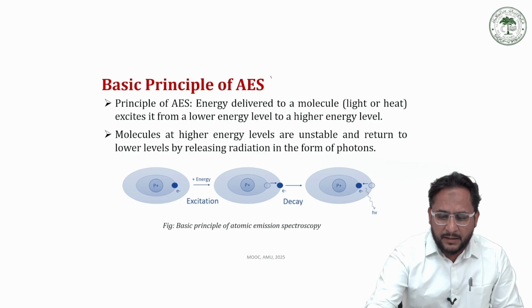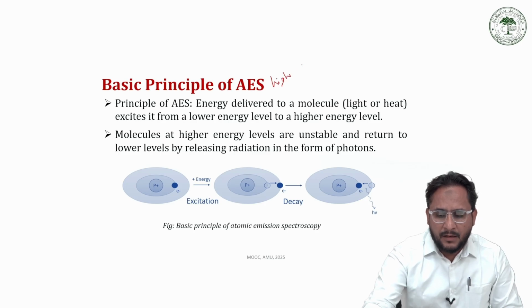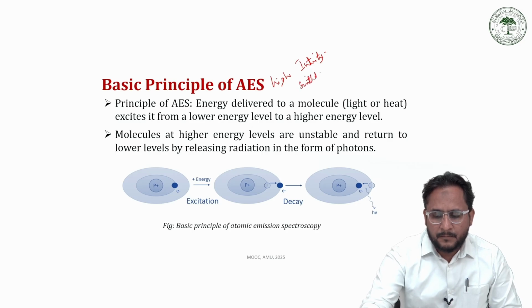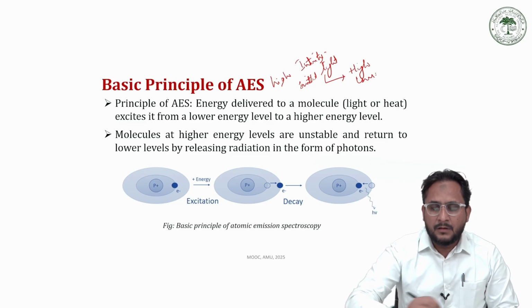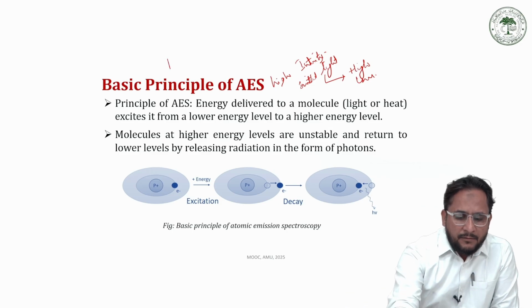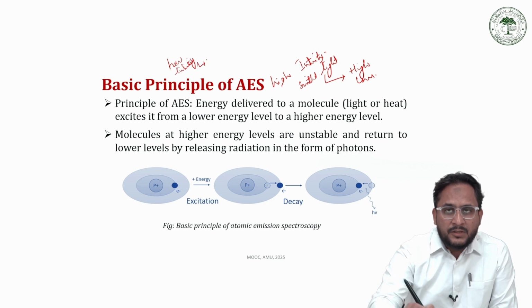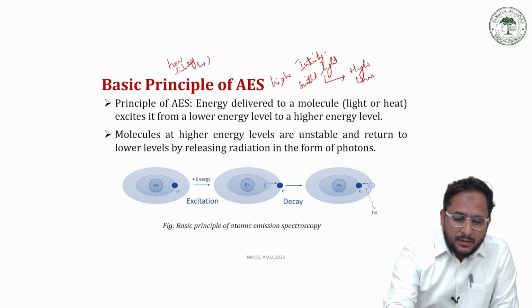So high intensity of the emitted light means high concentration of the sample. On the other hand, if we have light with low intensity, it means the concentration of that particular element is low in the sample matrix.